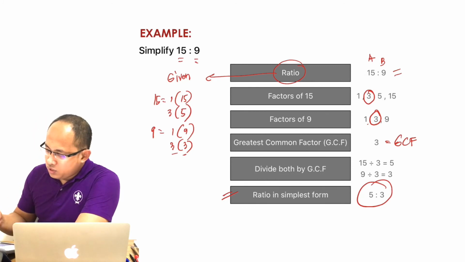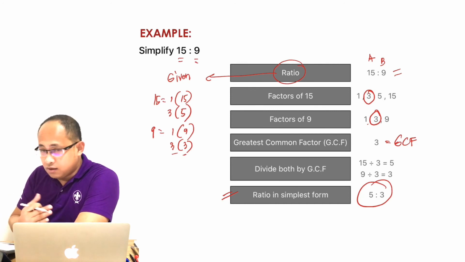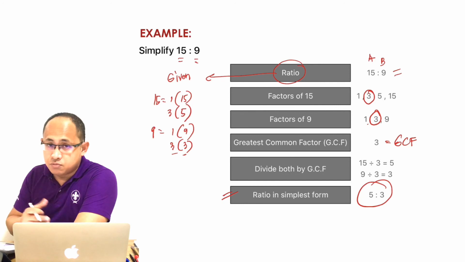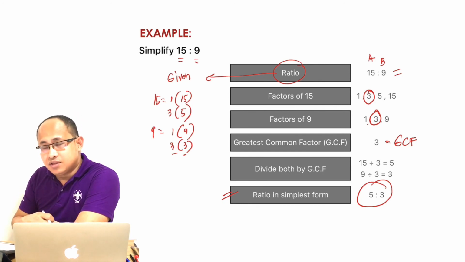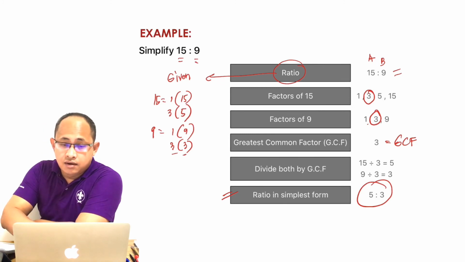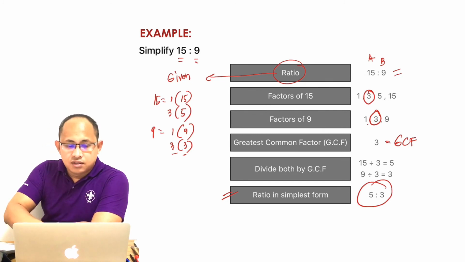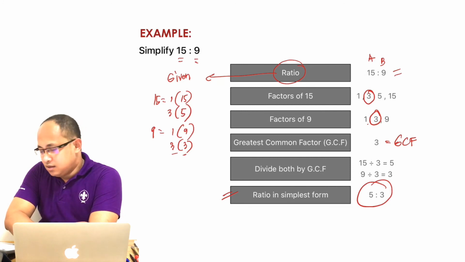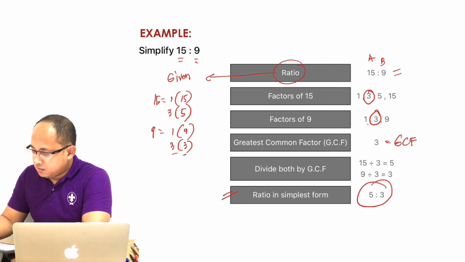Alright, so again, we use those 5 steps that we discussed. Look for the factors of A, look for the factors of B. Then when you have all those factors, find the GCF. Then when you have the GCF, use it to divide your values of A and B. Then the rest of it follows. You divide it and then you simplify it to the simplest ratio.